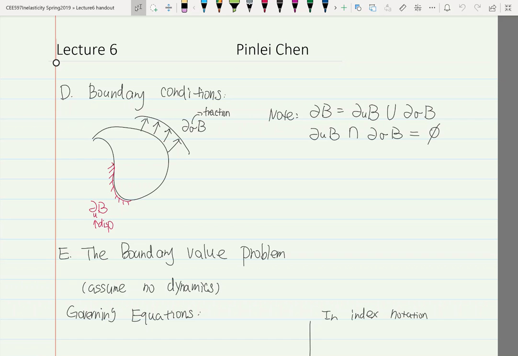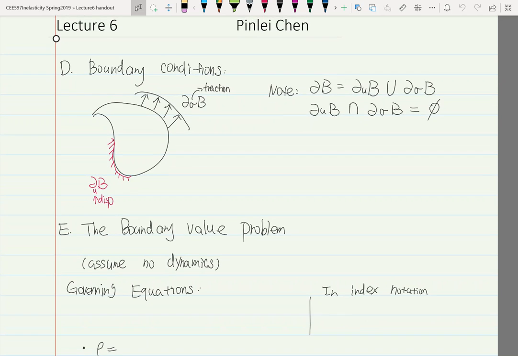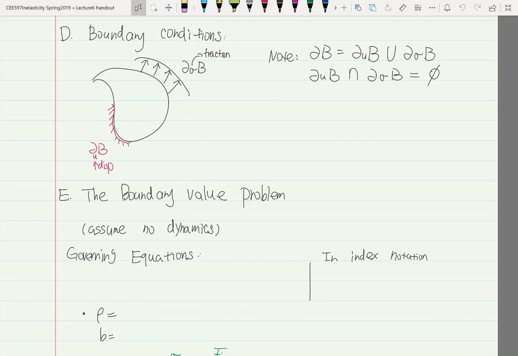applied there. And one thing to note is that the boundary that you have is a union of your traction and your displacement boundary, and the intersection of these two particular boundaries is empty. Okay, so these are the two requirements if you're setting the boundary conditions. And once we have all this defined, we can go into the boundary value problem that we want to solve.